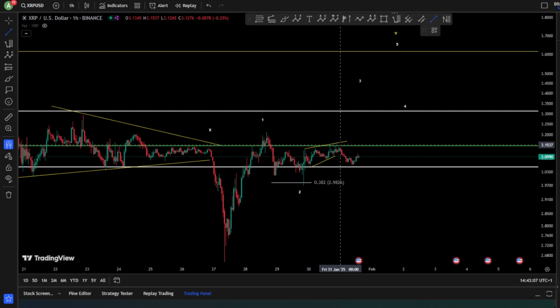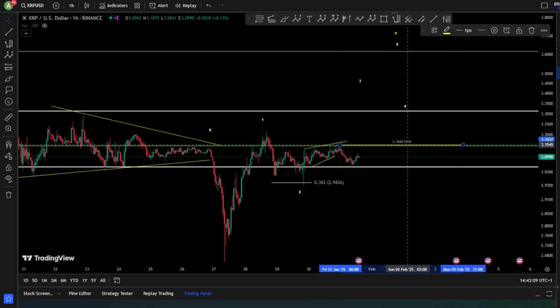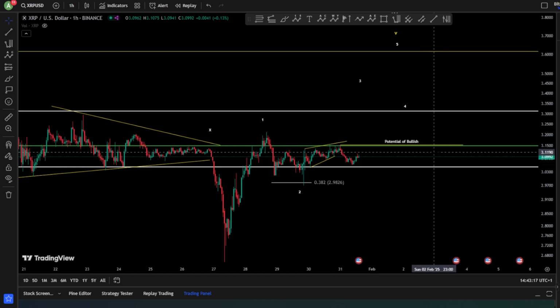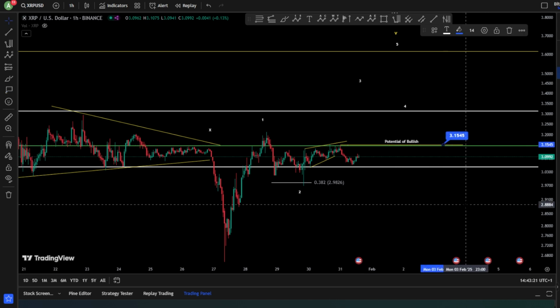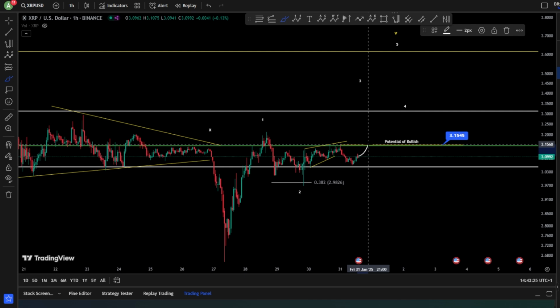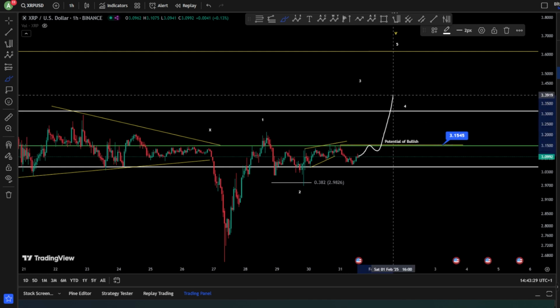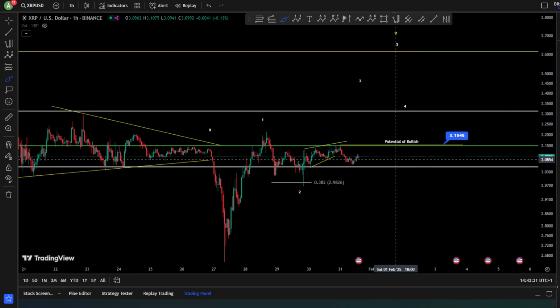Let's mark this. Let's say potential of bullish, right? Potential of bullish scenario, of course, starting from this price exactly at 3.15, meaning, of course, it's not just that we take here and we gonna move down. It means, of course, we gonna move for higher 3, 4, and a 5.